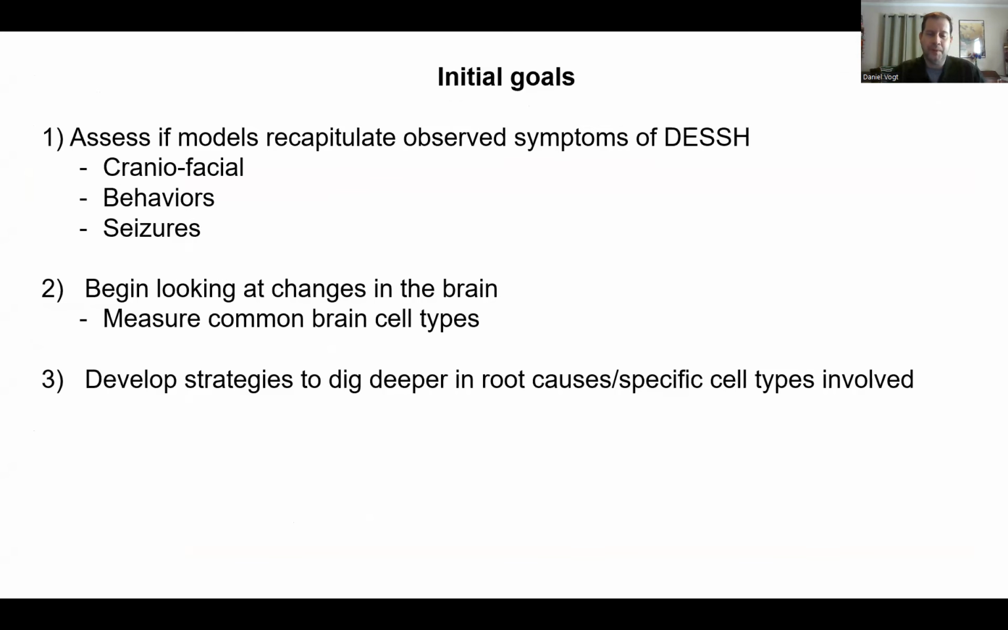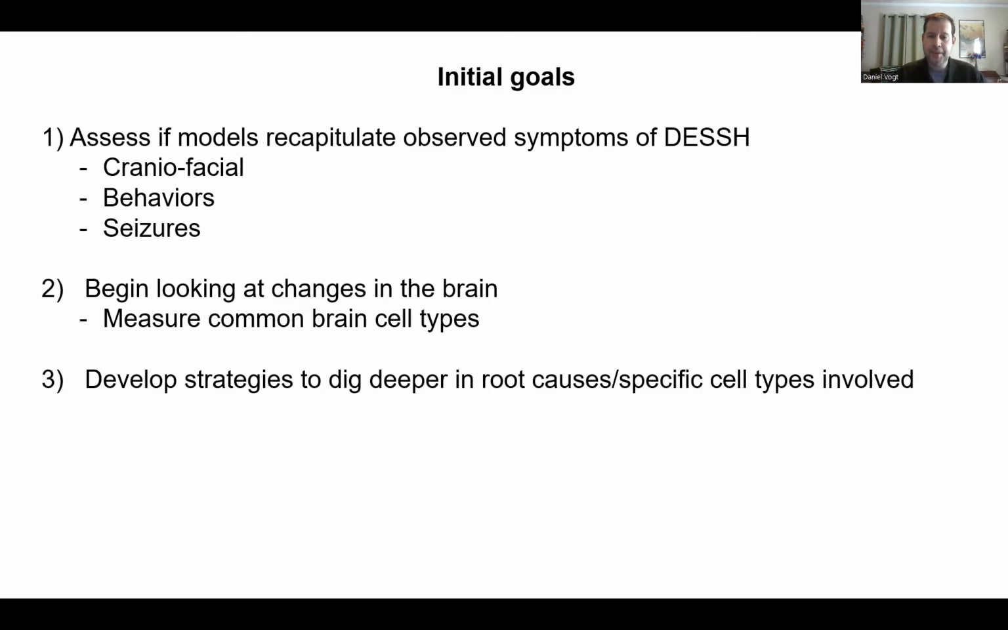And so far, we have been able to successfully make these. I'm going to show you some images today. And the big questions that we're trying to answer here, and what I'll show you some of the data for today, are understanding if either one of these models or both of these models can recapitulate some of the symptoms associated with DESSH. And the things that we studied in our initial run were craniofacial behaviors relevant to ADHD and autism, as well as susceptibility to seizures.